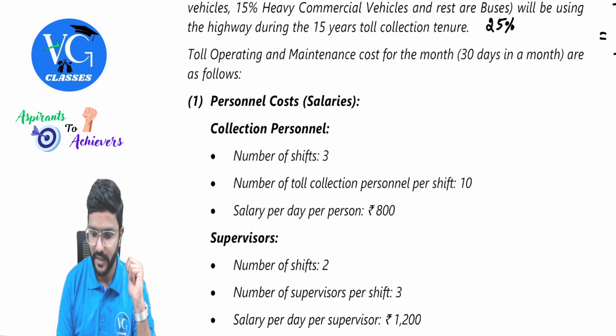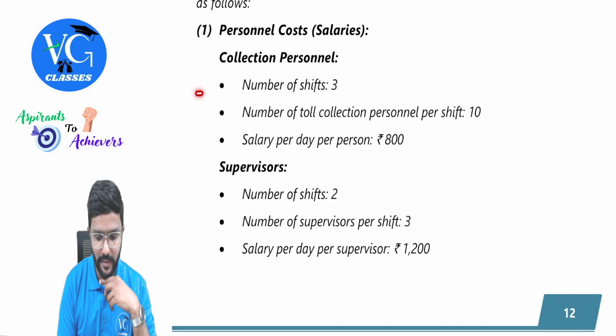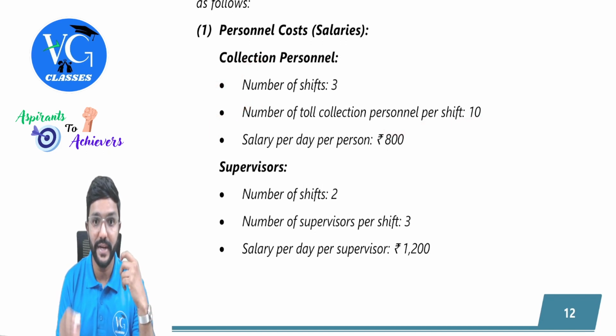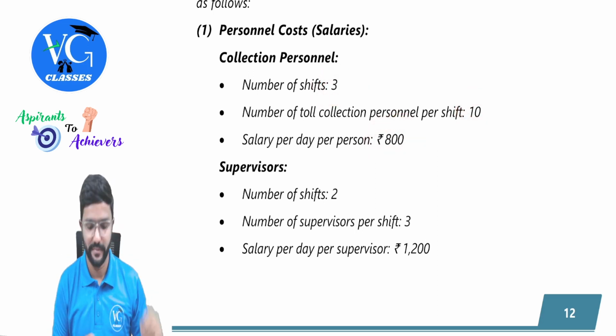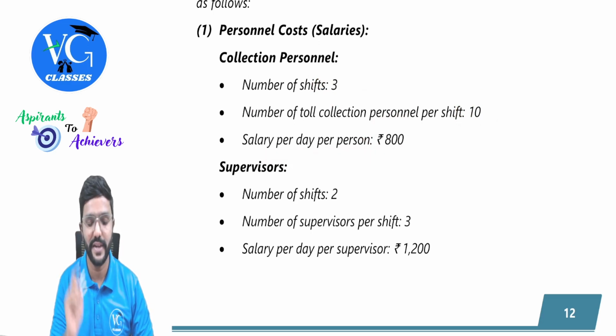So in a month, how many days are there? 30 days. Collection personnel: number of shifts is 3, number of toll collection personnel per shift is 10, salary per day per person is 800. So what are we supposed to do? 3 into 10 into 800 into 30, because this is per day per person. Please be careful, because in a month there are 30 days.